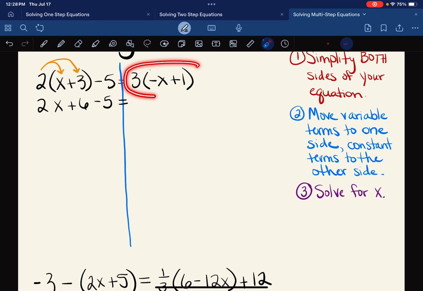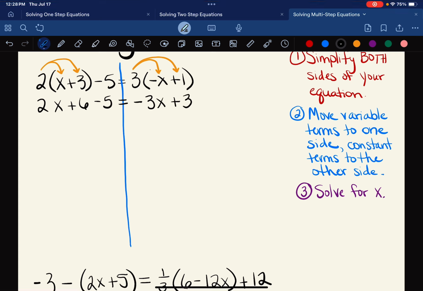Now the right side of our equation is still 3 times negative x plus 1, so I can distribute that 3, 3 times our negative x, and 3 times our positive 1. And that is going to give us negative 3x plus 3.